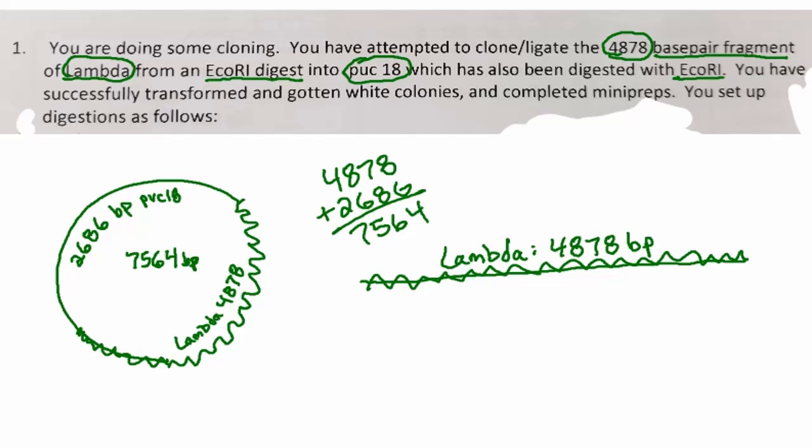Now, since these had both been cut by EcoRI, that means at where the pUC is chopped off and the lambda starts, and the lambda is chopped off and the pUC starts again, these are going to be EcoRI sites. Because how else would we have cut the plasmid apart to put the insert in? So these are going to be EcoRI sites. Now we just have to find out where that EcoRI site is on the pUC18.